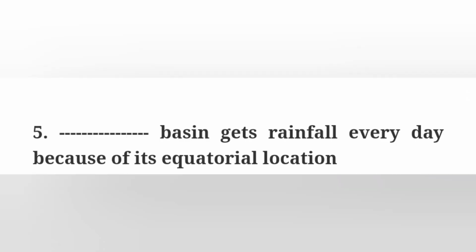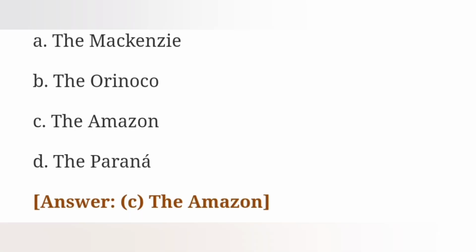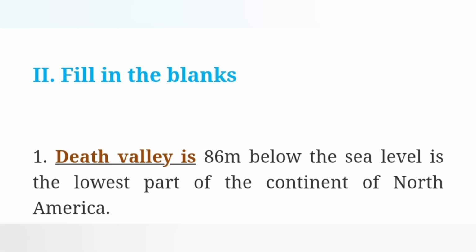Fifth one, dash basin gets rainfall every day because of its equatorial location. Option C, answer: the Amazon. Second Roman letter, fill in the blanks. First one, dash is 86 m below sea level, the lowest part of the continent of North America. Answer: Death Valley.